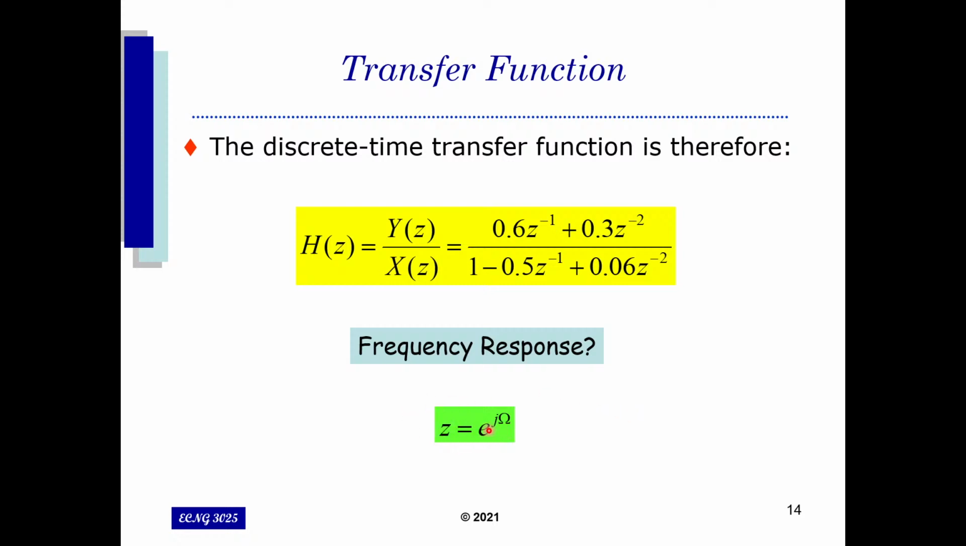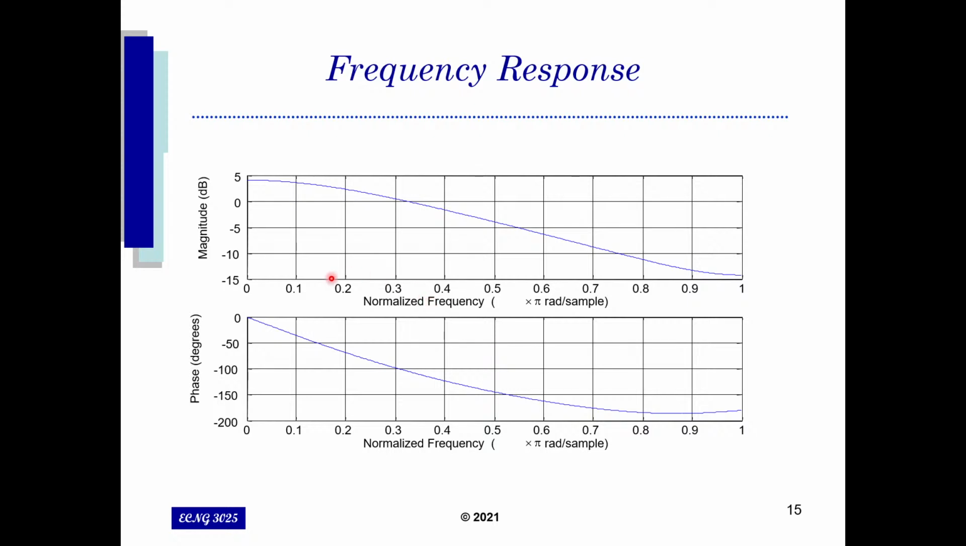to let z equal e to the j capital omega, which comes from evaluating the DTFT of this z sequence here, which we saw in the previous lecture. And then you basically plot this in accordance with capital omega, which is going to be the frequency, so you can get your frequency response as required for the magnitude and the phase.